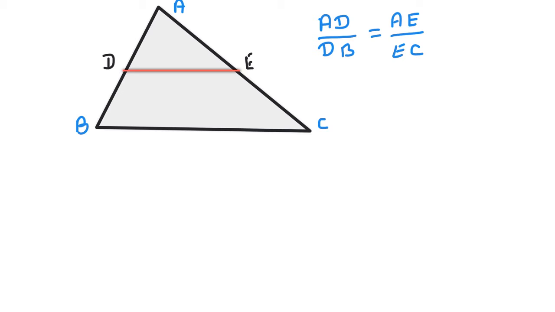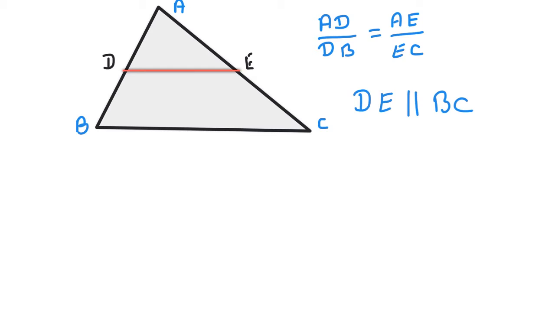What about the converse of this theorem? Suppose I say that in this triangle ABC, AD over DB is equal to AE over EC. What can you conclude about the line segments DE and BC? What can you say about DE and BC? Because AD over DB is equal to AE over EC, we can say that DE is parallel to BC. So, that is the converse. DE will be parallel to BC.